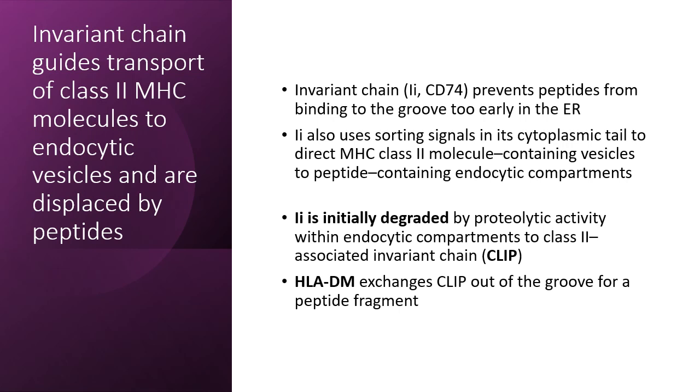That invariant chain, the antigen placeholder, its job is to prevent peptides from binding into the groove too early while the MHC class 2 is still in the endoplasmic reticulum. So remember, for MHC class 1, the chaperone proteins helped the MHC1 to fold and got it close to TAP. That's not what you want to have happen for MHC class 2. You want to keep MHC class 2 away from TAP and folding in its own little cellular location, and this invariant chain helps keep it from binding to a peptide prematurely so that it can pick up an exogenous peptide later.